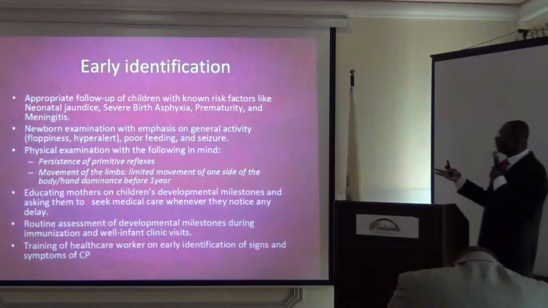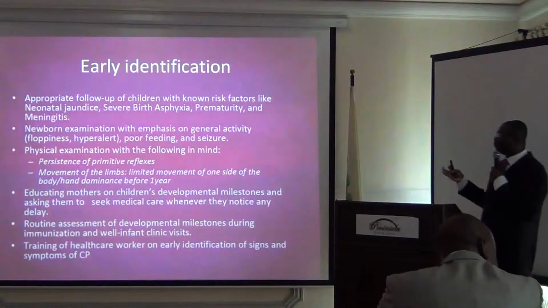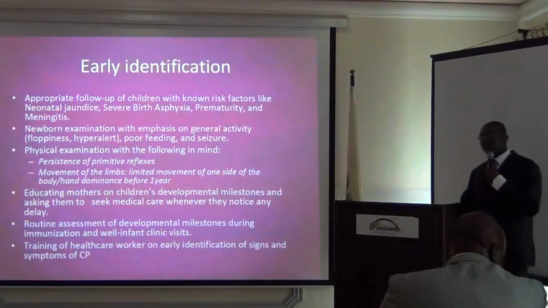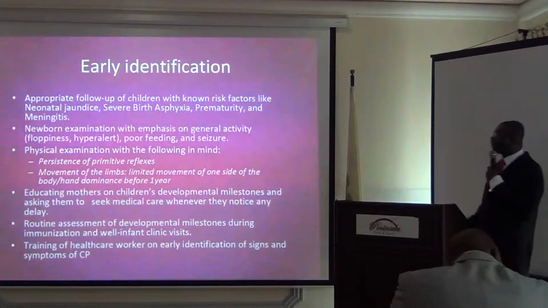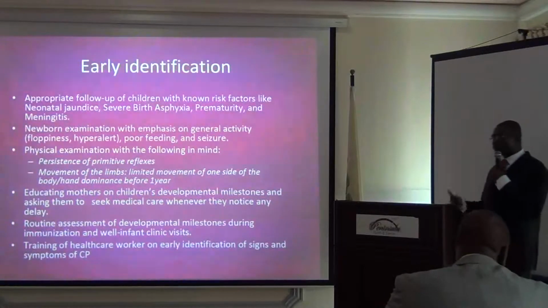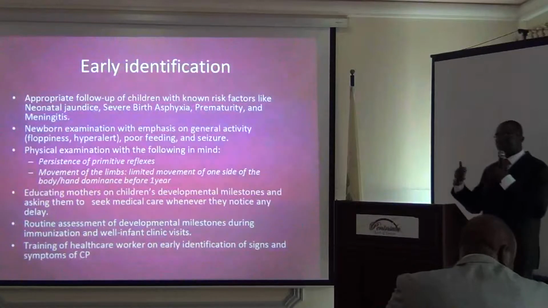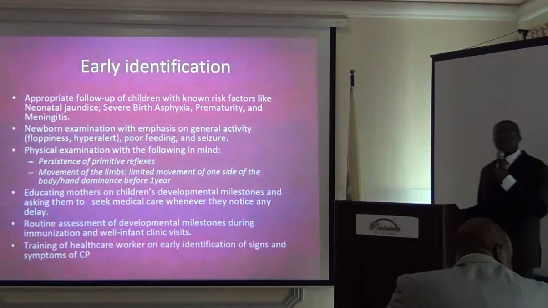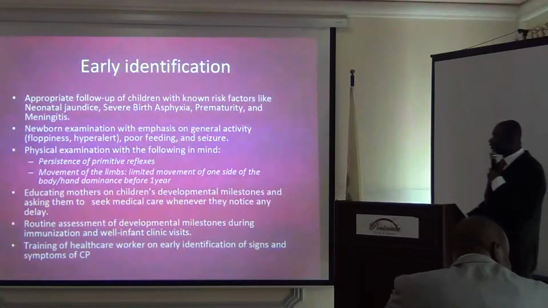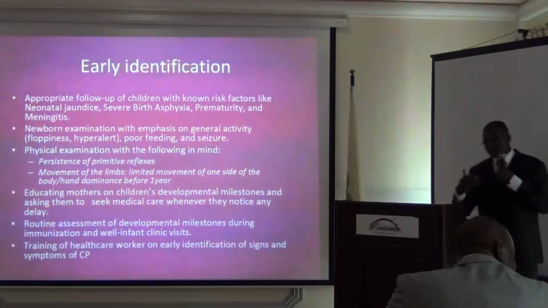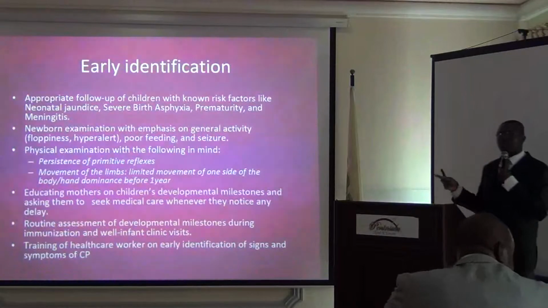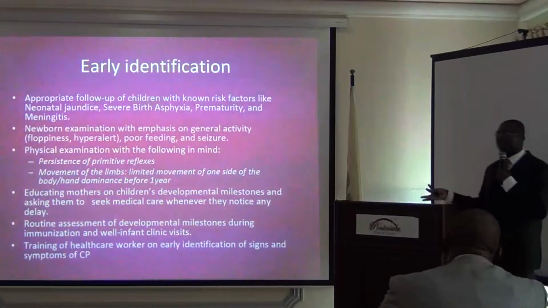Then newborn examination is also very, very important. When we do newborn examination, we may be able to identify children that will eventually develop cerebral palsy, and then we can intervene early. And then physical examination of children. When we see children, we need to examine them so that if there's any problem that may point to cerebral palsy, then they may have further evaluation for that. And one of the things is the movement of the limbs. Once we notice that a child is having limited movement on one side of the body, that may prompt us that this child may be having cerebral palsy.